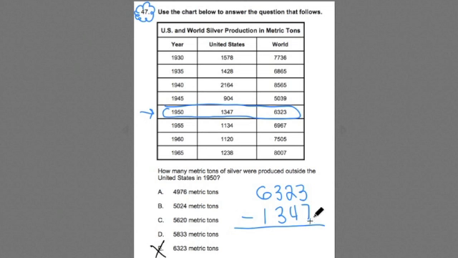But when I do this subtraction, I can't subtract 7 from 3. I got to borrow from the 2. This becomes a 1. This becomes actually a 13. 13 minus 7 gets me 6. Okay, I can't subtract a 4 from a 1, so I got to borrow from the 3 here. This becomes a 2. This becomes 11. 11 minus 4 gets a 7. All right, I have to borrow again from the 6. This becomes a 5. This becomes a 12. 12 minus 3 is 9. 5 minus 1 is 4. And I get to the answer.